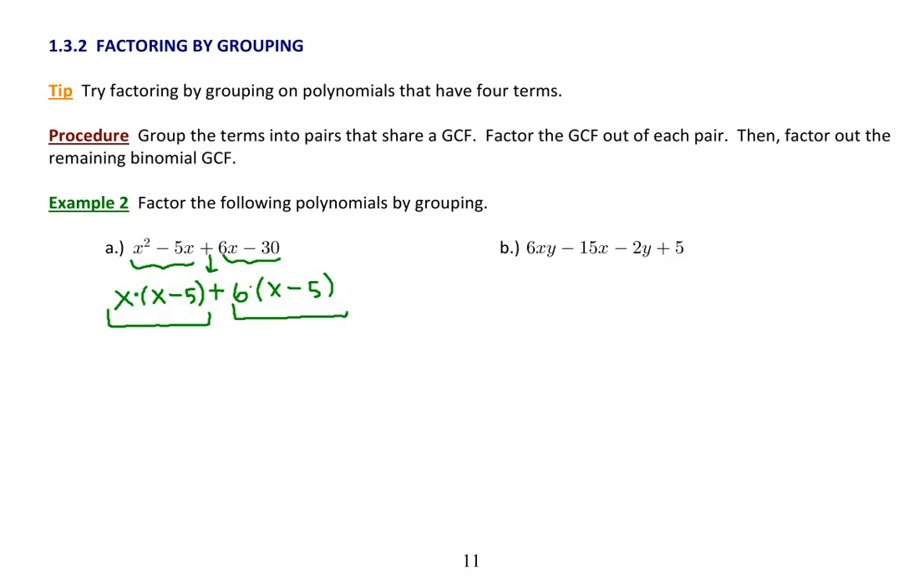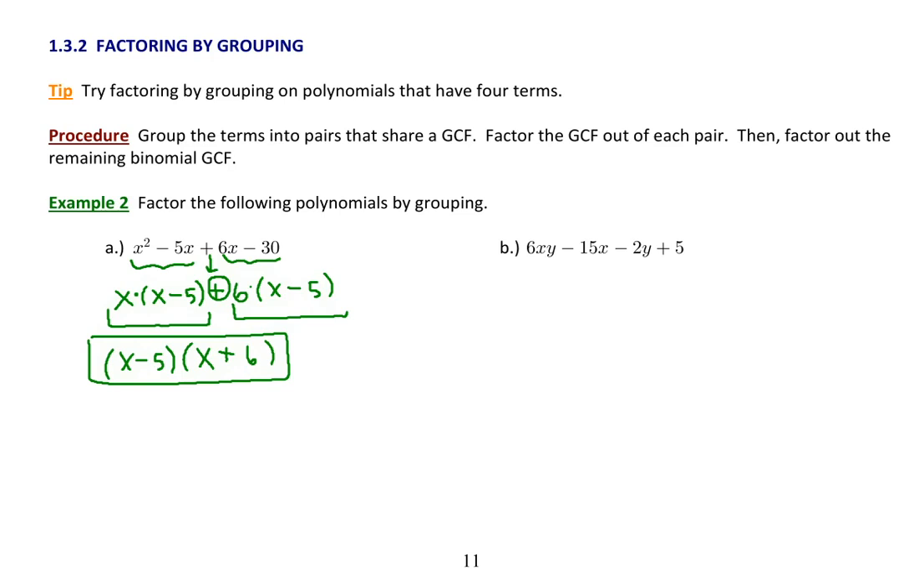Remember, terms are separated by a plus or a minus, so that plus right there separates our 2 terms. So comparing these 2 terms, we can see that they both have an x minus 5. We would say that's a binomial GCF, or a 2-term greatest common factor. So like we always do with the GCF, I'm going to take it out to the left and record it. Then I'm going to divide each of those 2 terms by the GCF to see what's left. So if we take an x minus 5 out of that first term, x is left behind. There's a plus between our 2 terms. And if I take the x minus 5 out of the second term, there's a 6 left behind. So we have the polynomial factored.